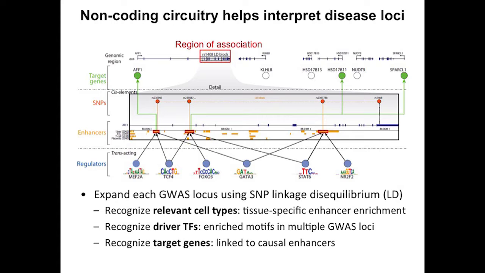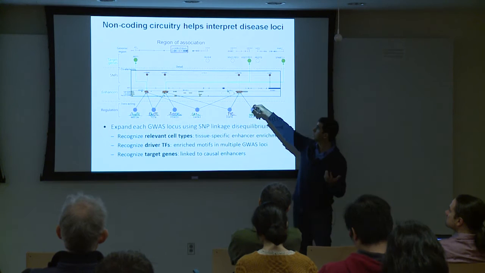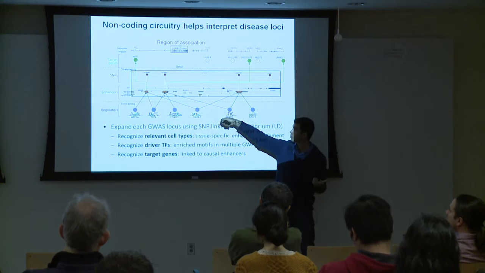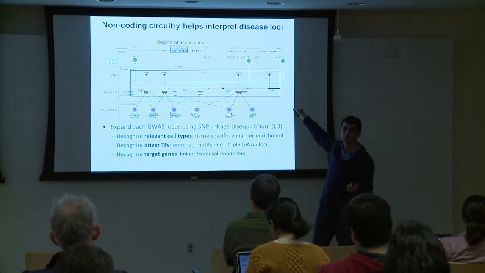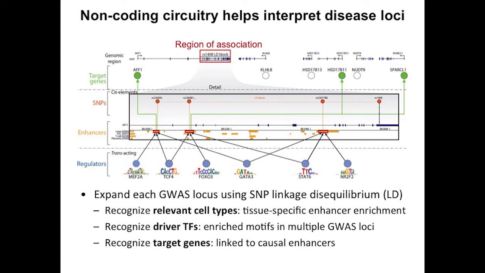Instead of simply saying that this genetic region happens to sit within the AFF1 gene, we can ask: what are all of the genetic variants that are active in that region? What are all of the enhancers that these genetic variants overlap with? What cell types are these enhancers active in? What target genes are these enhancers predicted to be controlling? And who are the regulators that are predicted to bind and in turn control these enhancer regions? So we now can go back from this anonymous region of association to very clear predictions about what might actually be going on in this particular region. Who's with me so far? Raise your hands if you guys are with me. Awesome, fabulous, great. Any questions?